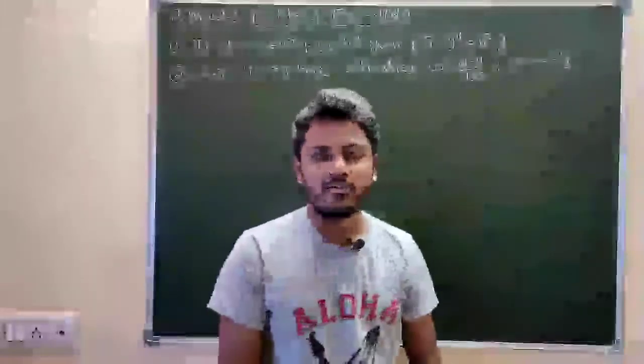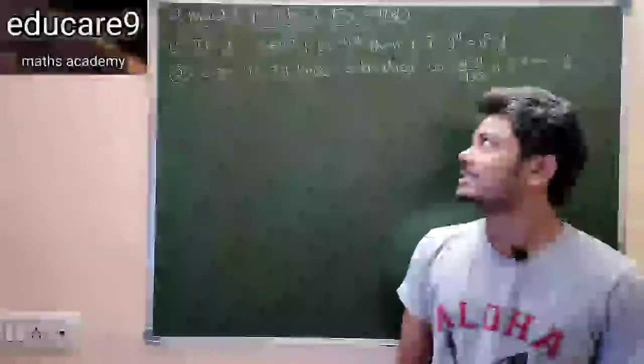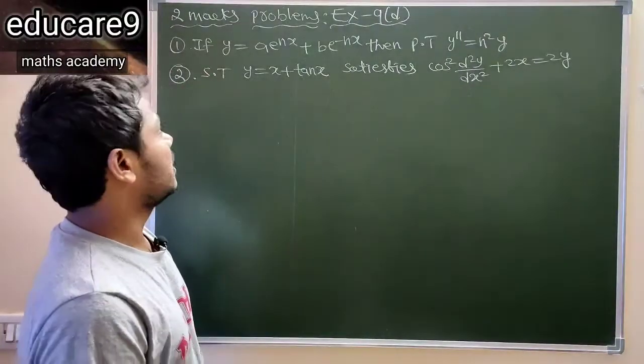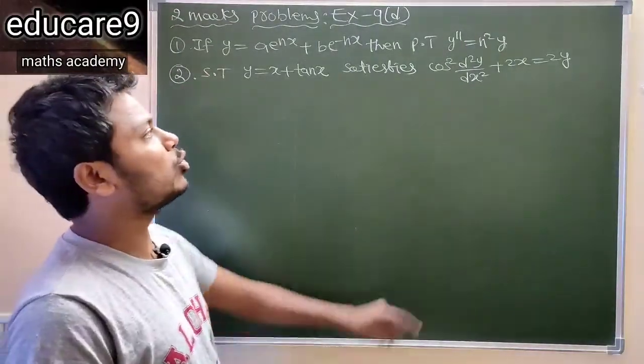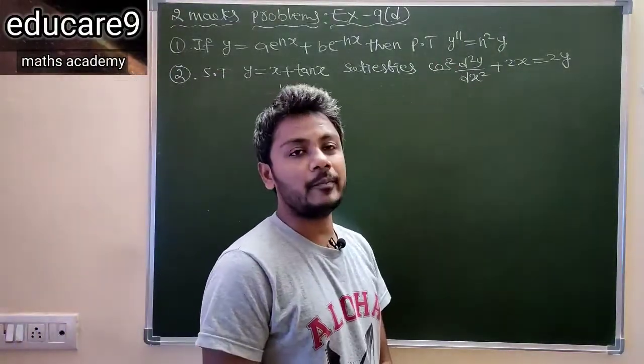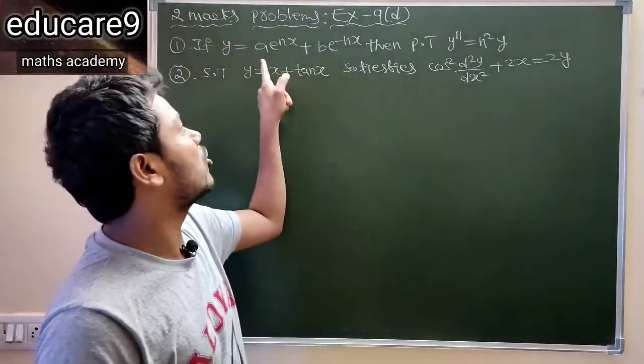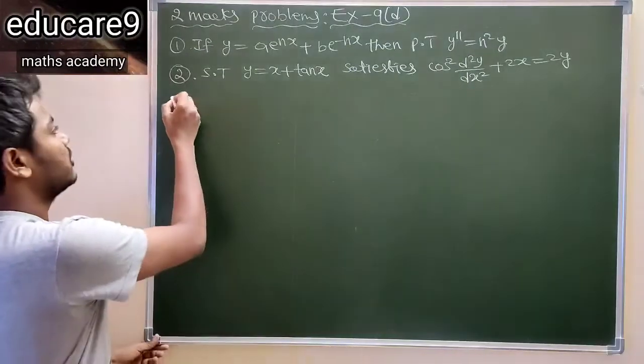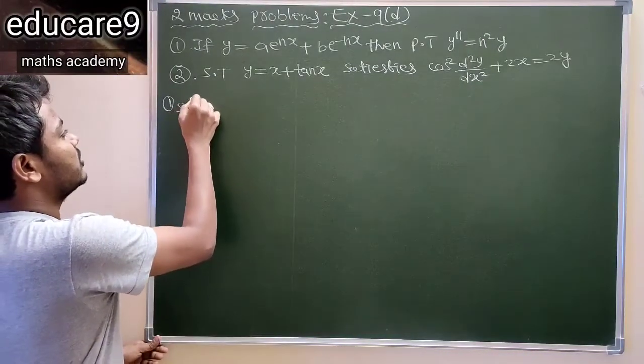Hi hello everyone. For this session I will discuss exercise 9D problems. See here, first one. If y is equal to the given expression, then prove that y double dash, the second derivative of y, is n square y. So see here first one. So what is the given?